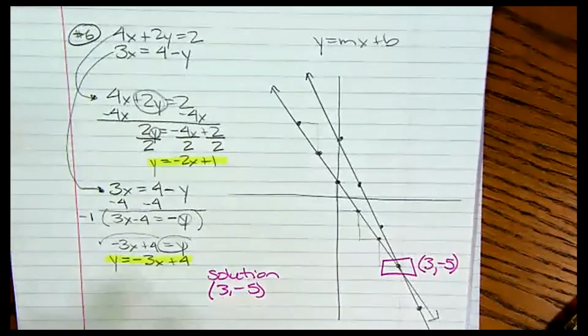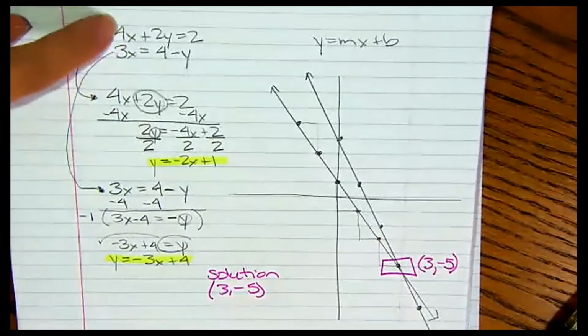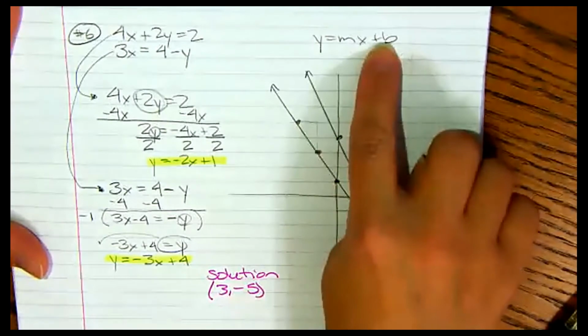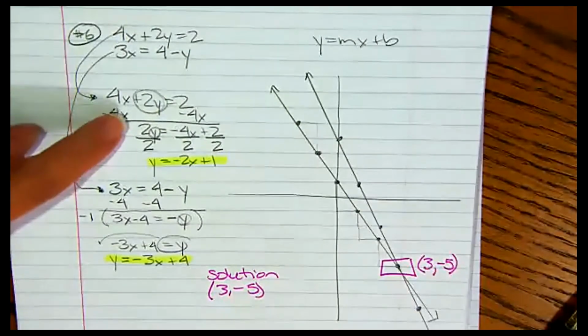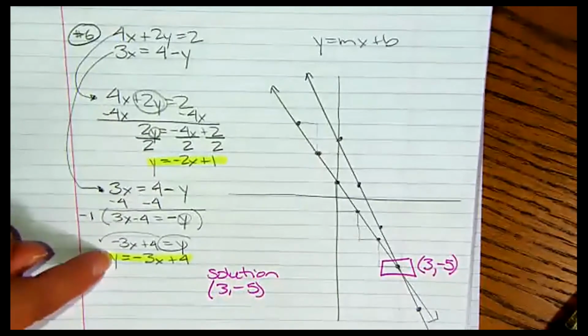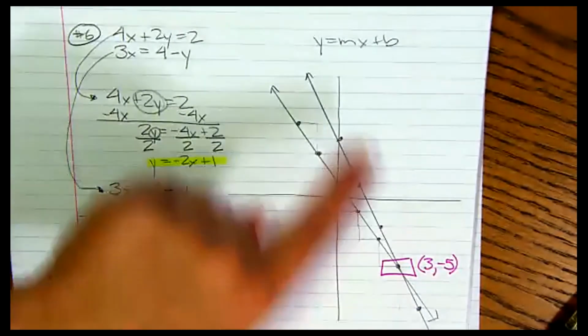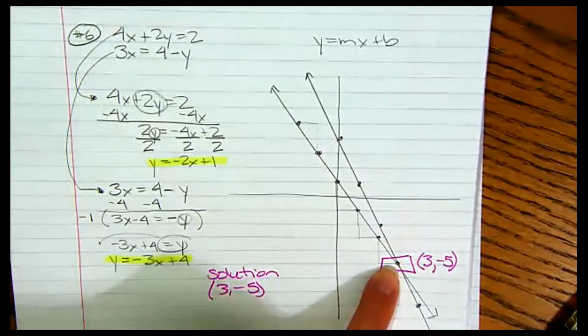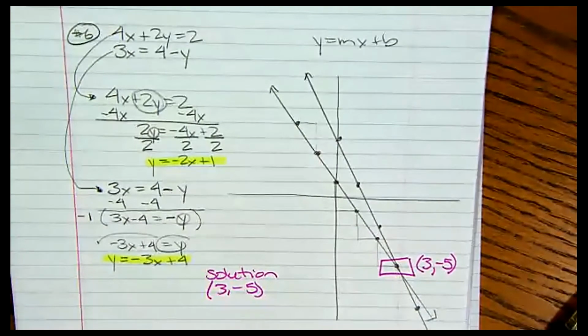So when we solve a system of equations by graphing, we need to make sure that each equation is in slope-intercept form. So you may need to rework the equations so that they are in slope-intercept form. Then you can solve by graphing, and where the two lines intersect, that is the solution.